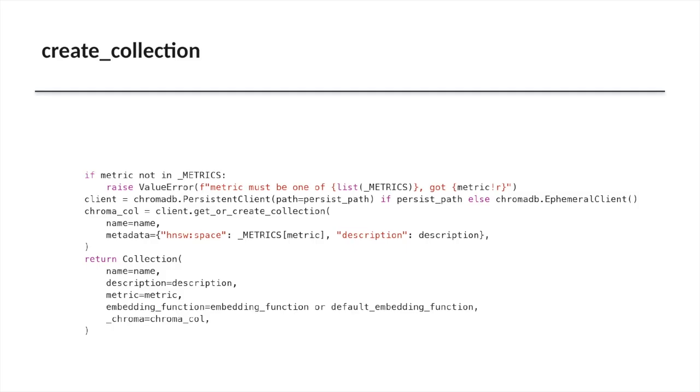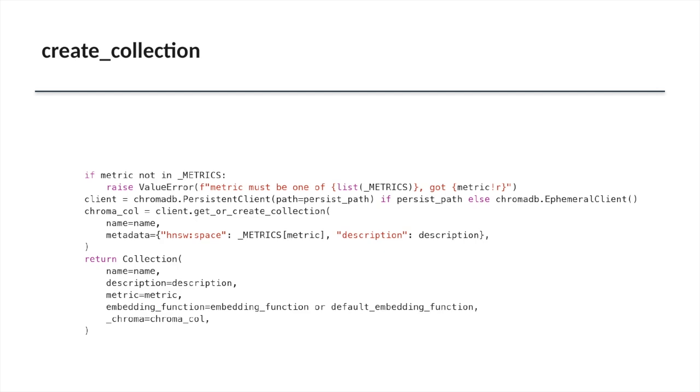Now the first function. 2 decisions happen here. If you give a persist path, we build a persistent client. The collection lives on disk, at that folder, and survives restarts. No path, an ephemeral client, memory only. Then, get or create. If the collection already exists, you get it back. That is what makes reopening work. The metric is planted in the collection's metadata as the index space, and the embedding function is attached to the handle. One rule to remember: everything in one collection must be embedded by the same model, or the geometry means nothing.